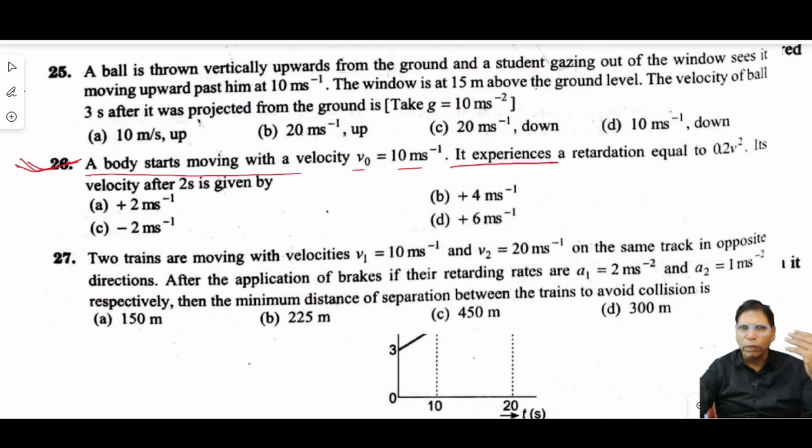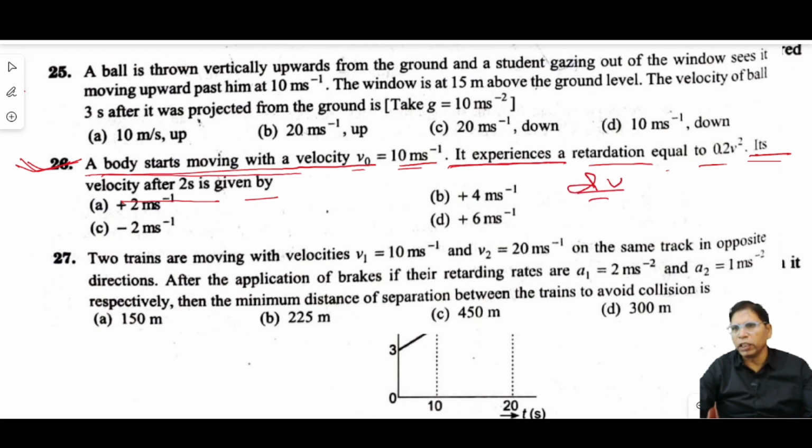Look at this question number 26. A body starts moving with a velocity v naught equal to 10 meter per second. It experiences a retardation equal to 0.2 v square. Its velocity after 2 seconds is given by. Look at this, retardation, that is dv by dt, equals negative 0.2 v square. Now this is v to the power minus 2 dv equals minus 0.2 dt.